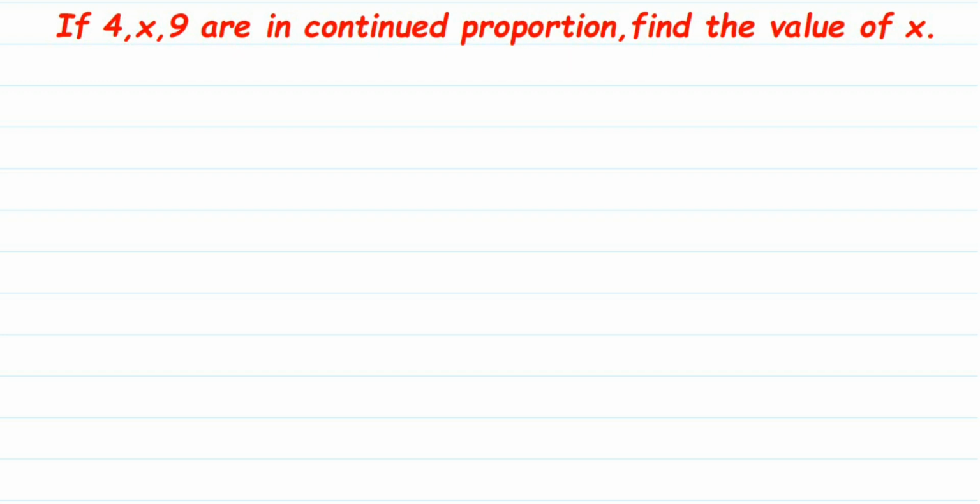Hey everyone, here we have a question from ratio and proportion. The question is, if 4, x, 9 are in continued proportion, find the value of x. So before we understand this, what do we mean by continued proportion?